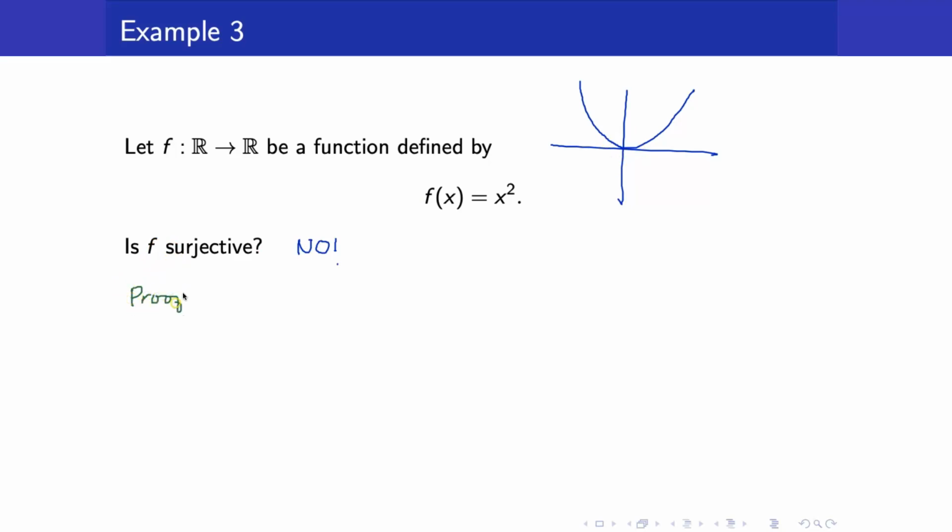So proof. We know that negative numbers do not appear as images. So for example, we can just take negative 1. So note that negative 1 is not equal to a squared, and that is our f of a for all a element in the set of reals. Why is it true that a squared is not equal to negative 1? Because the square of a real number is always greater than or equal to 0. So that's it.